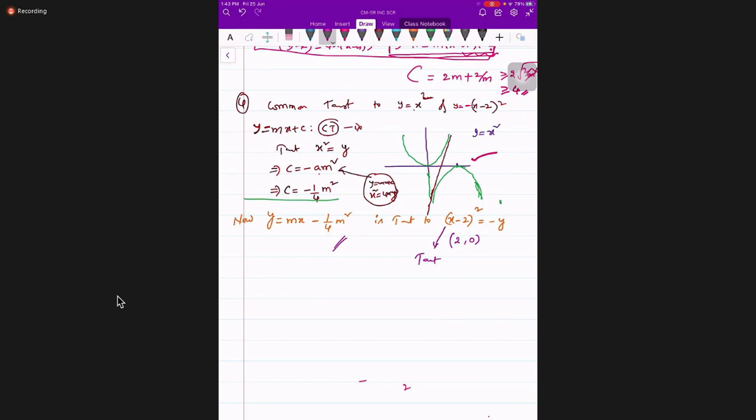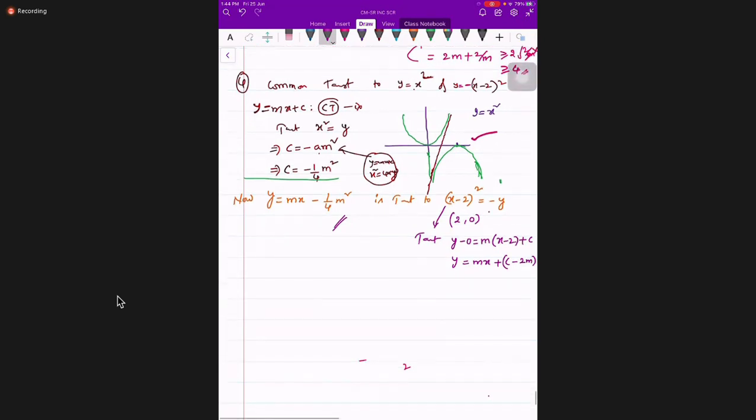Tell me. y minus 0 is equal to m into x minus 2, plus c. Correct, students, all of you? Yes, sir. All of you, ma? So now y equal to mx minus 2m plus c. This is the tangent to that parabola.